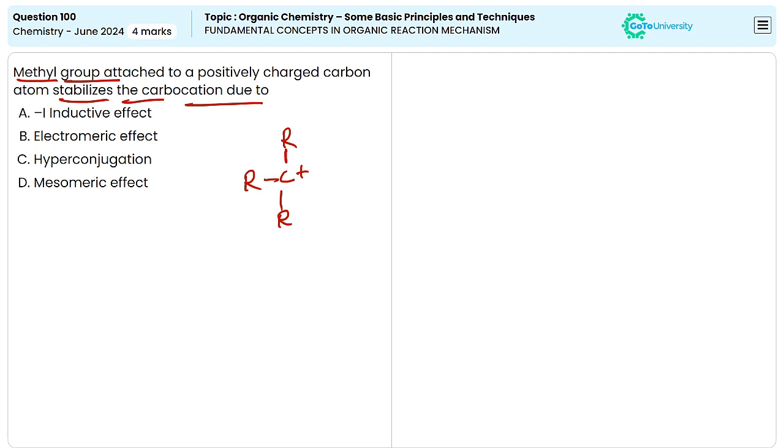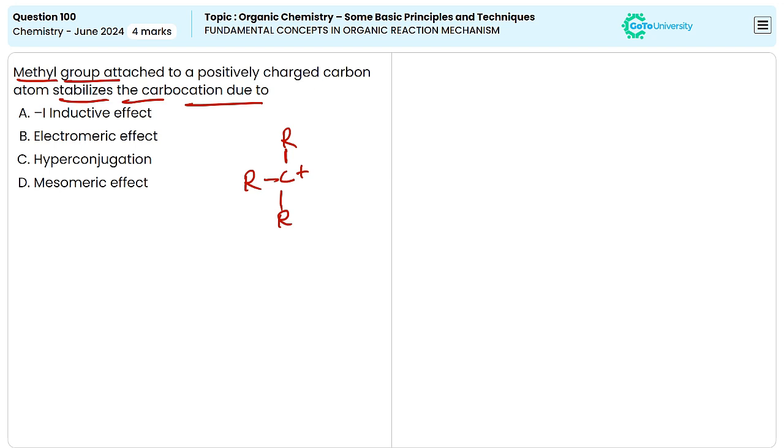They are electron deficient species or electrophiles. They will always have a tendency to attack a nucleophile to attain stability. Now let's come to the options given here. The first one is the minus I effect. This minus I effect is an electron withdrawing effect.